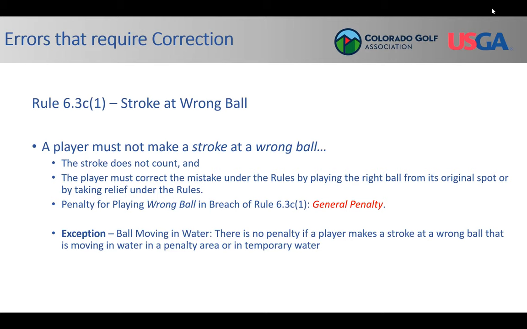We do have one exception to this rule, and it's kind of a weird exception, one not a lot of people will ever apply to their situation or come across. We have an exception for a ball moving in water, whether that's temporary water or water in a penalty area. If we make a stroke at a wrong ball that was moving in water, there's going to be no penalty. However, we're still required to go play the right ball. We still need to rejoin our chain and go play the right ball from somewhere. But if that ball was moving in water, again, whether it's temporary water or in a penalty area, there's no penalty for making a stroke at that wrong ball.